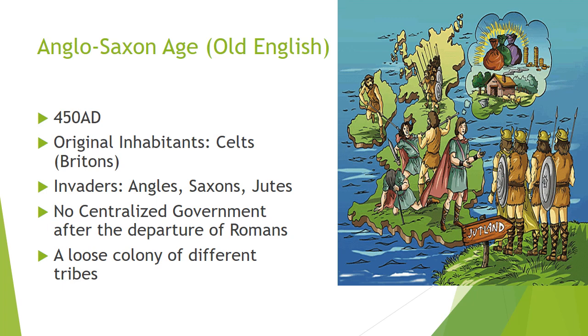Then three tribes invaded England. They were Angles, Saxons, and Jutes. They started attacking different parts of England at that time, and so there was no centralized government after the departure of Romans, and that was just a loose colony of different tribes.